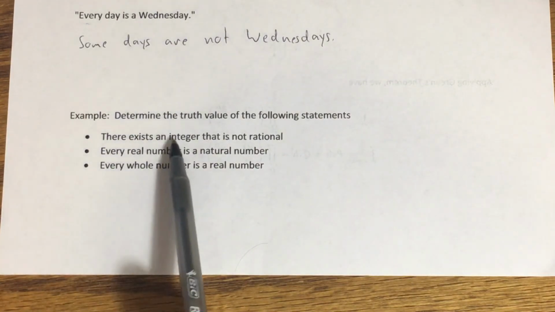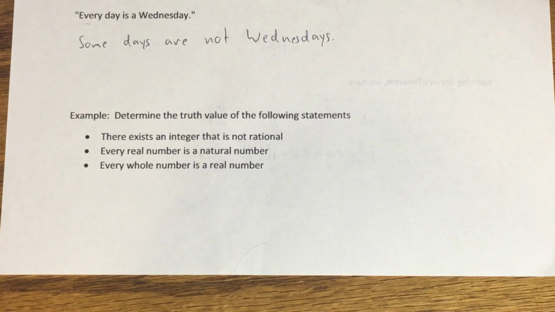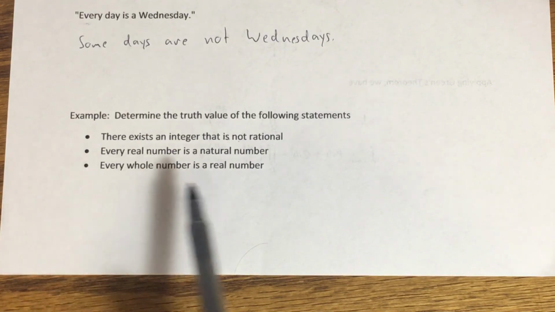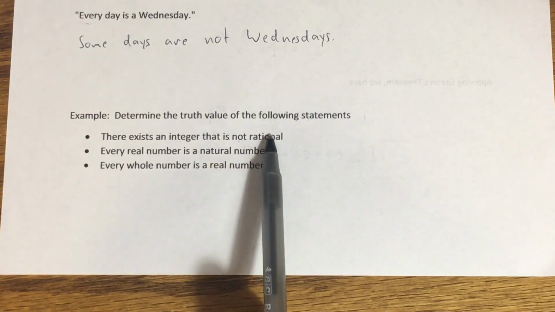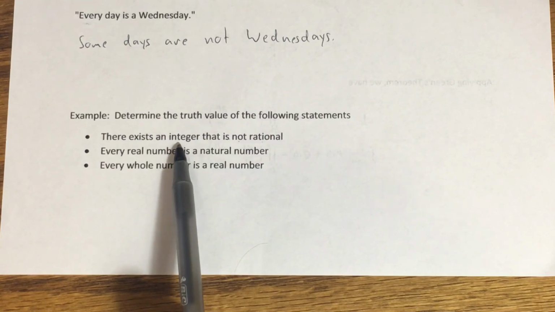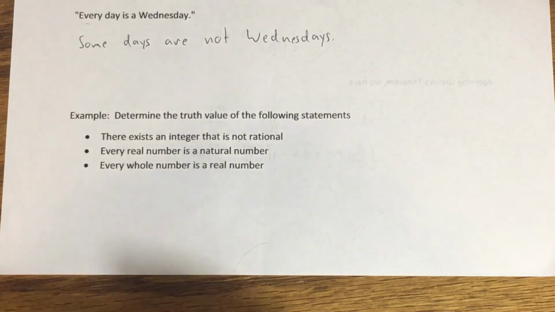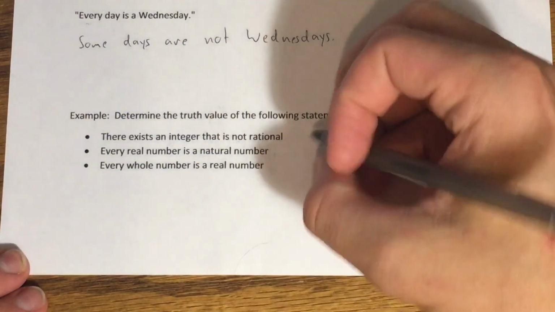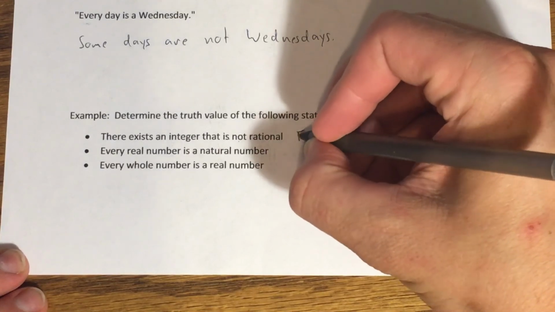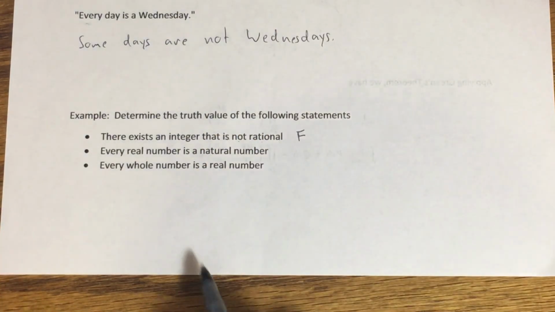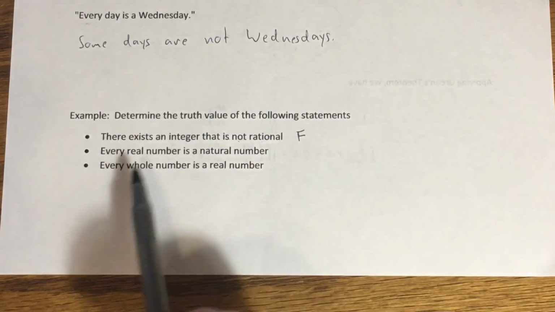So, there exists an integer that is not rational. We talked about in chapter 2 how the set of all rational numbers contains the set of all integers. Or another way of saying that is that the integers are a subset of the rational numbers, which means every integer is also rational. This would have to be false. Okay? And let's go ahead and move on to the next one.